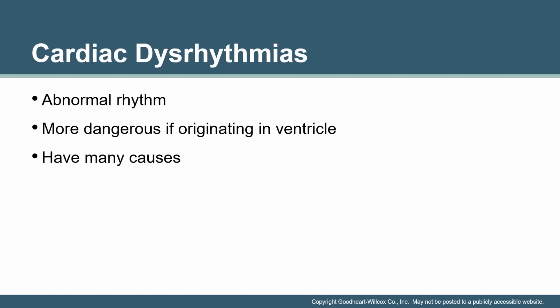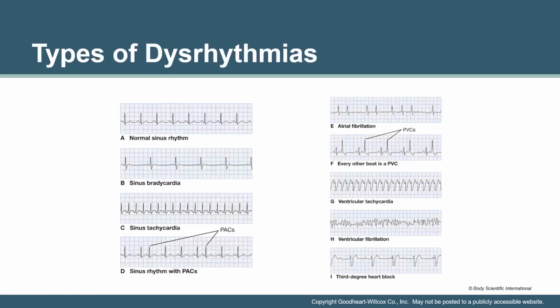When we talk about dysrhythmias, these are abnormal rhythms. If we have an abnormal rhythm in the heart that we're able to identify, and it originates in the ventricle, then it's more dangerous. But the origin of the problem can be multifaceted.